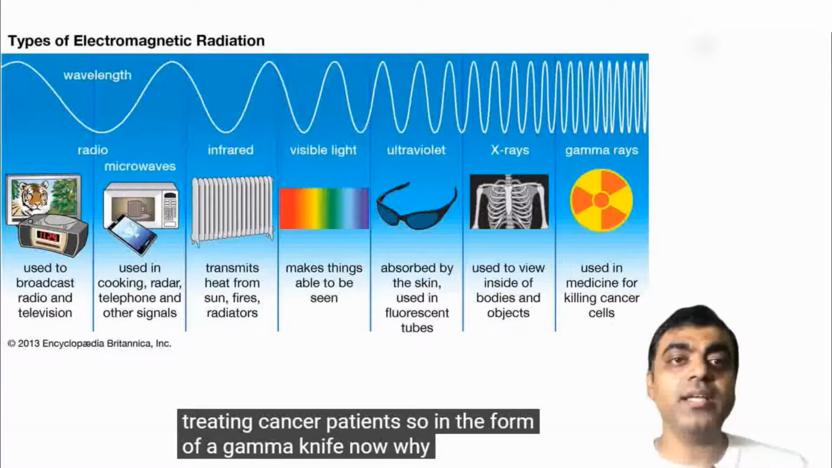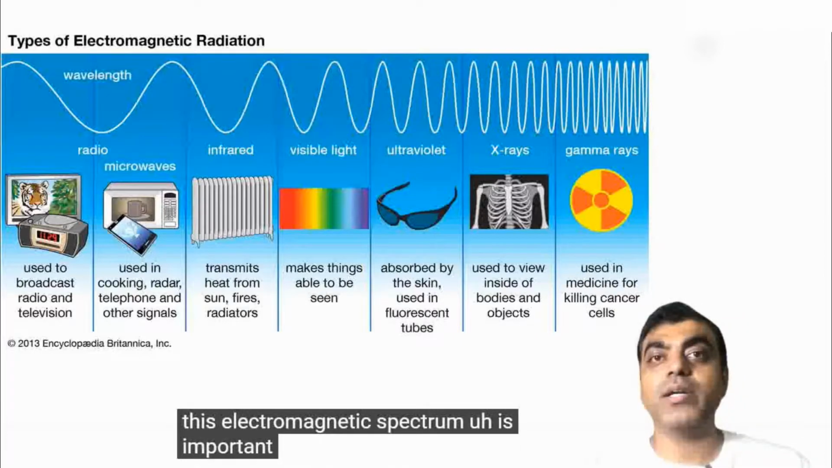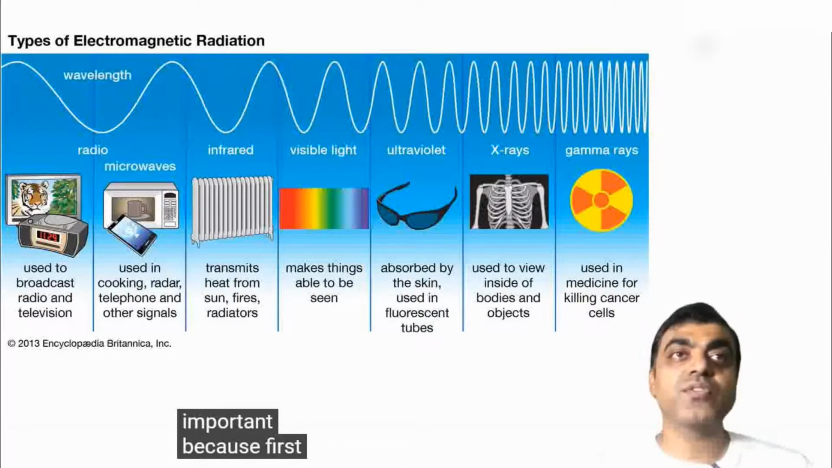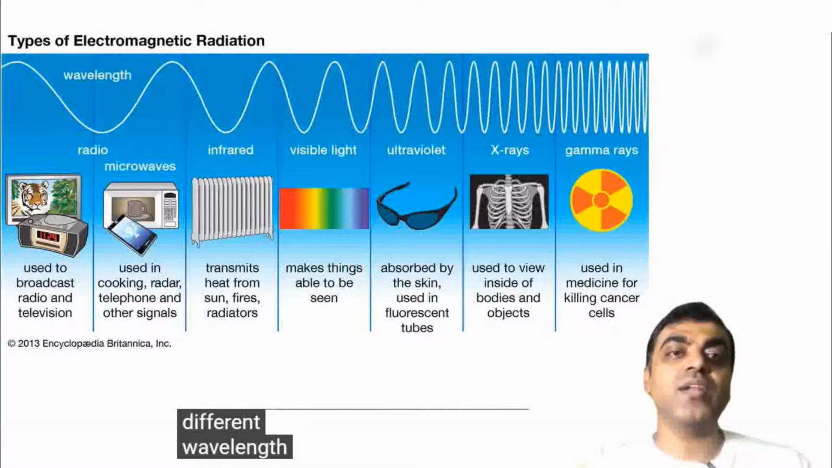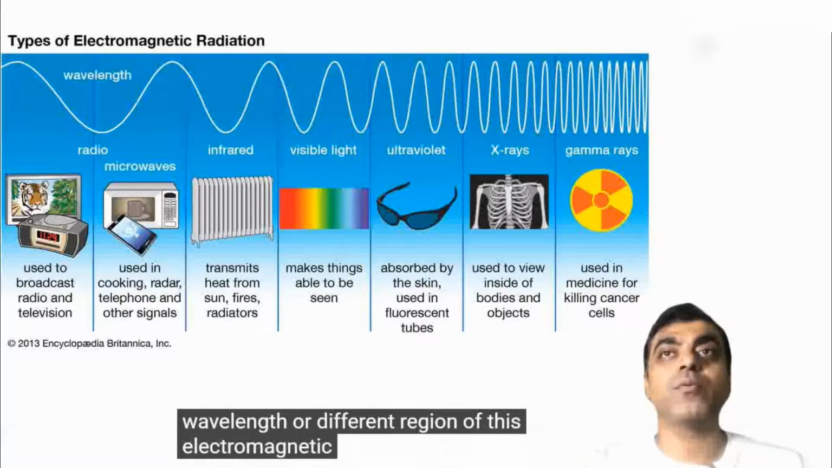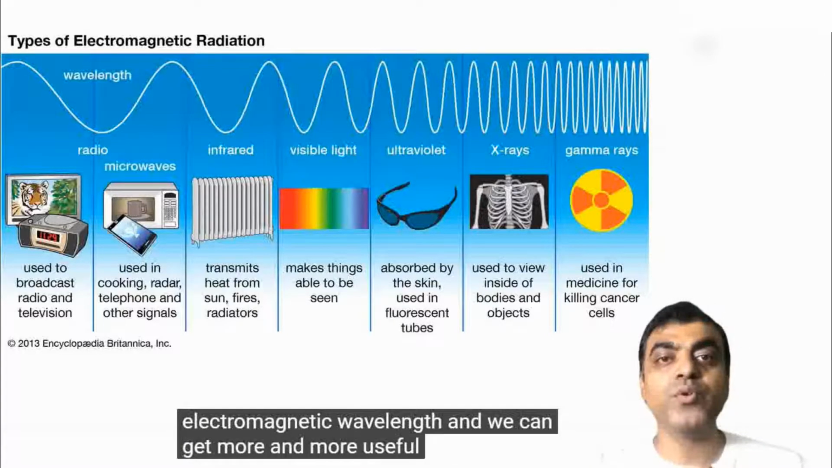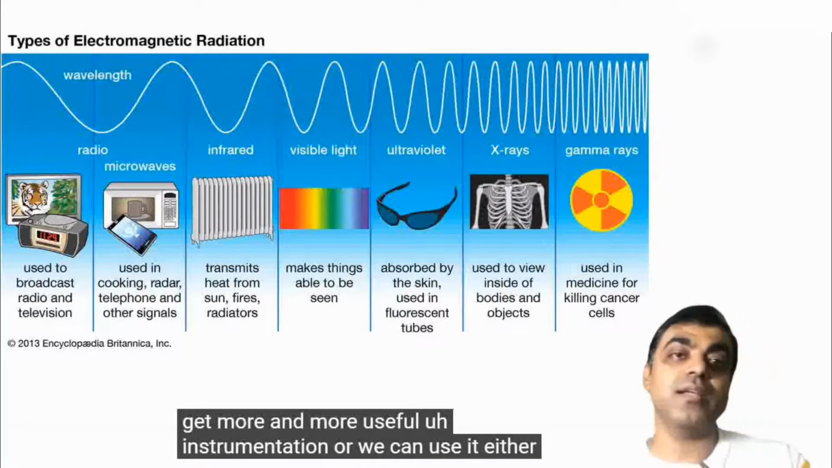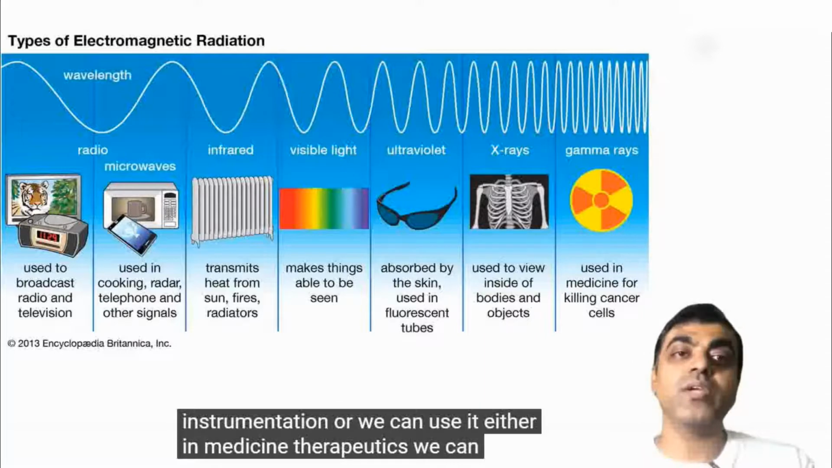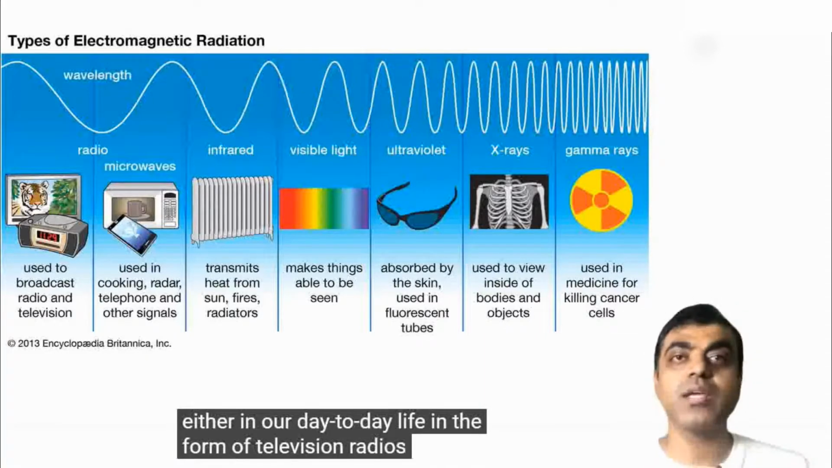Now, why is this electromagnetic spectrum important? Because first of all, we can exploit the different wavelengths or different regions of the electromagnetic spectrum, and we can get more and more useful instrumentation. We can use it in medicine, therapeutics, or in our day-to-day life in the form of television, radios, and everything.